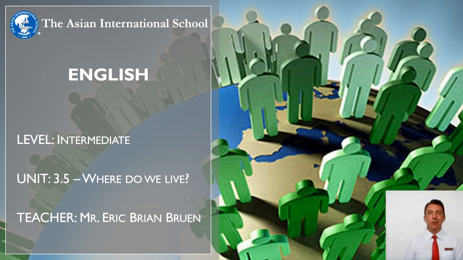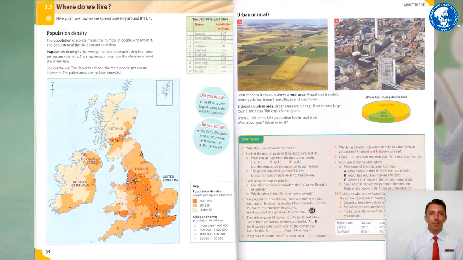Today's topic is called Where Do We Live? So today's topic is taken from Unit 3.5 in your book. If you have your book, you can follow on page 54 and 55. Again, if you don't have your book, all of the information will be here on the screen for you.